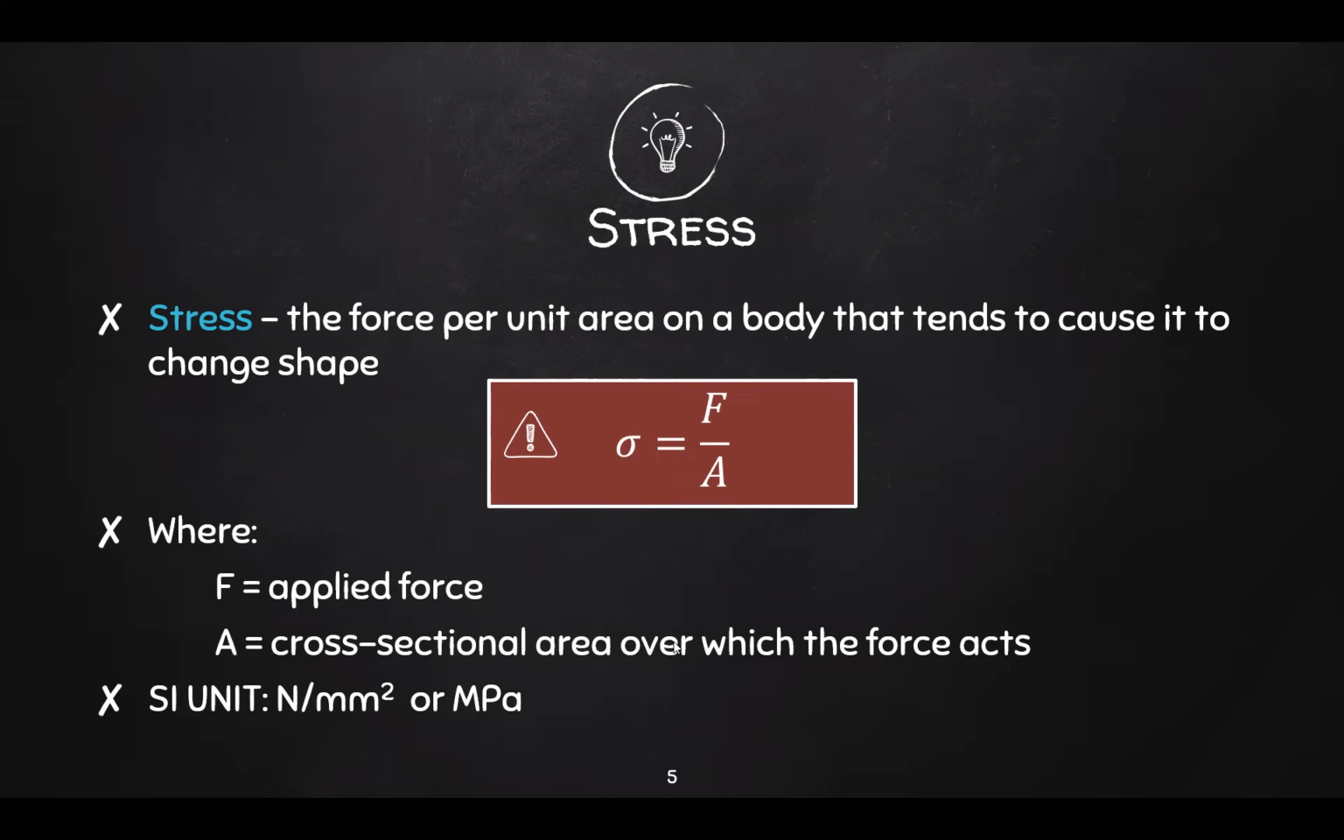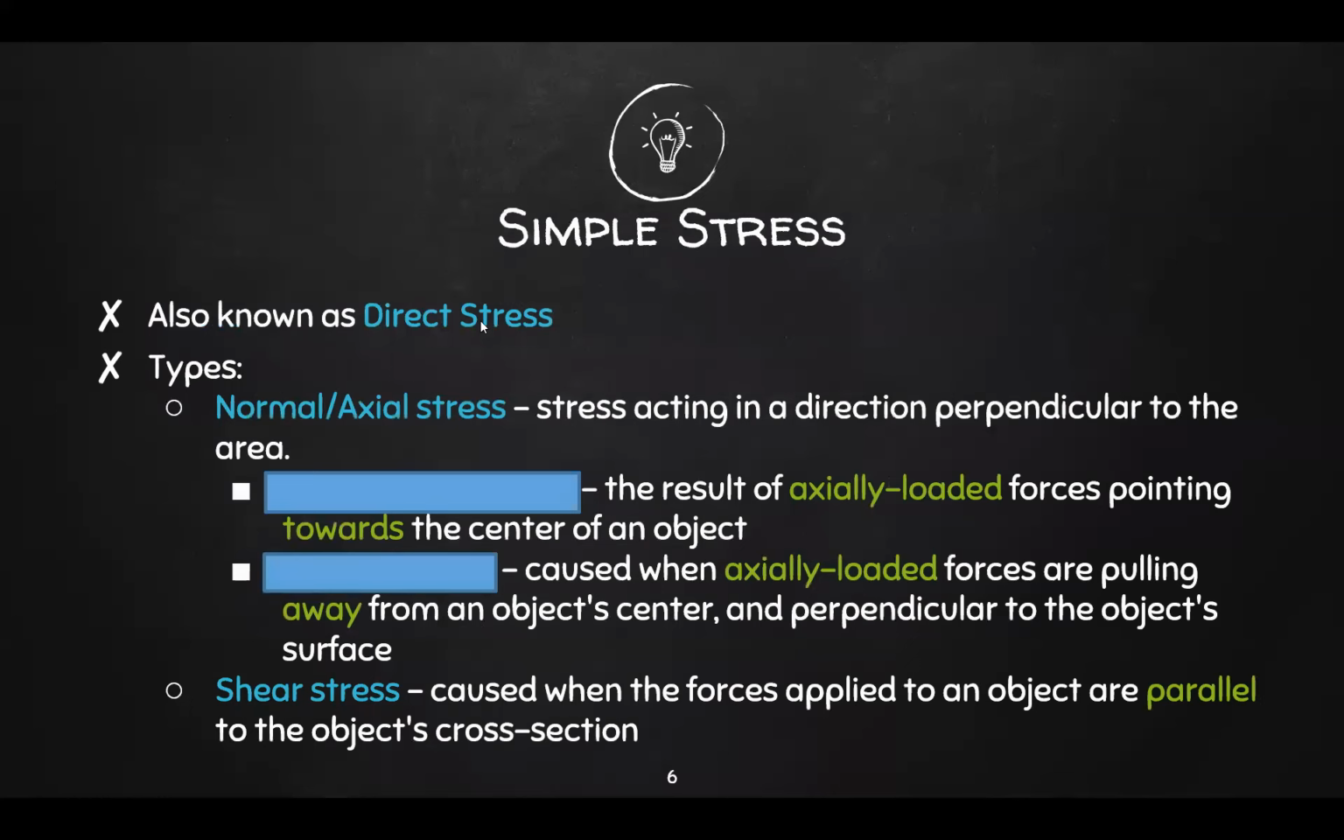Now, the common units that we'll use are Newton per millimeter squared or just MPa. Most of our answers will be in MPa, okay? So make sure to familiarize yourselves with the conversions. Now, within stress, we have two general types, one of which is simple stress. Simple stress is also known as direct stress. Now, under direct or simple stress, we have two types. First is the normal or axial stress. Next is the shear stress.